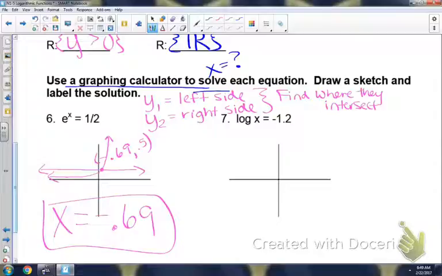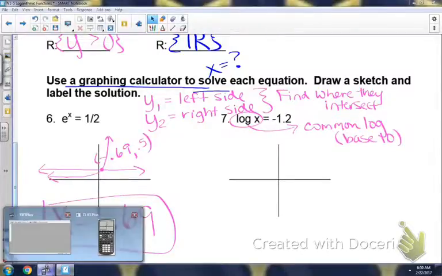Okay, so 7, we have log of x. Notice that we're missing a base here. This is called a common log. You can plug in a common log on the calculator. So even though there's not a base there, we know base is 10.